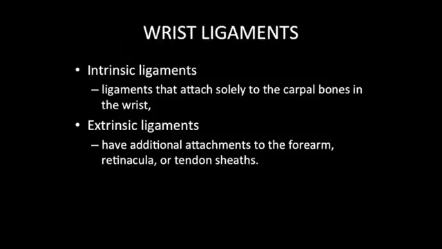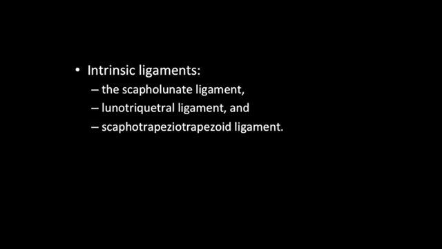With regards to the wrist ligaments, we have intrinsic ligaments that attach solely to the carpal bones in the wrist, and we have extrinsic ligaments that have additional attachments to the forearm, retinaculum, or tendon sheaths. The main intrinsic ligaments of the wrist include the scapholunate ligament, the lunotriquetral ligament, and the scaphotrapeziotrapezoid ligament, or STT ligament.